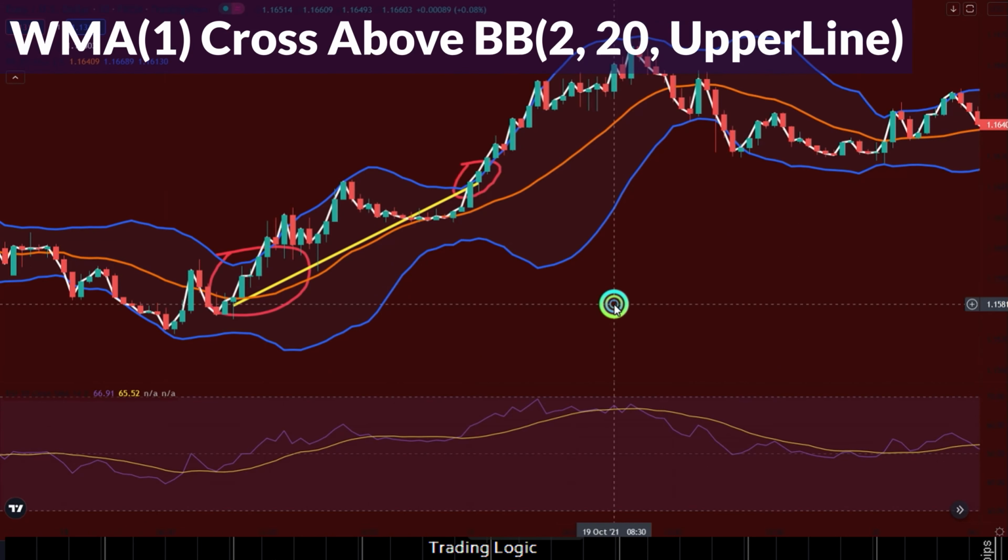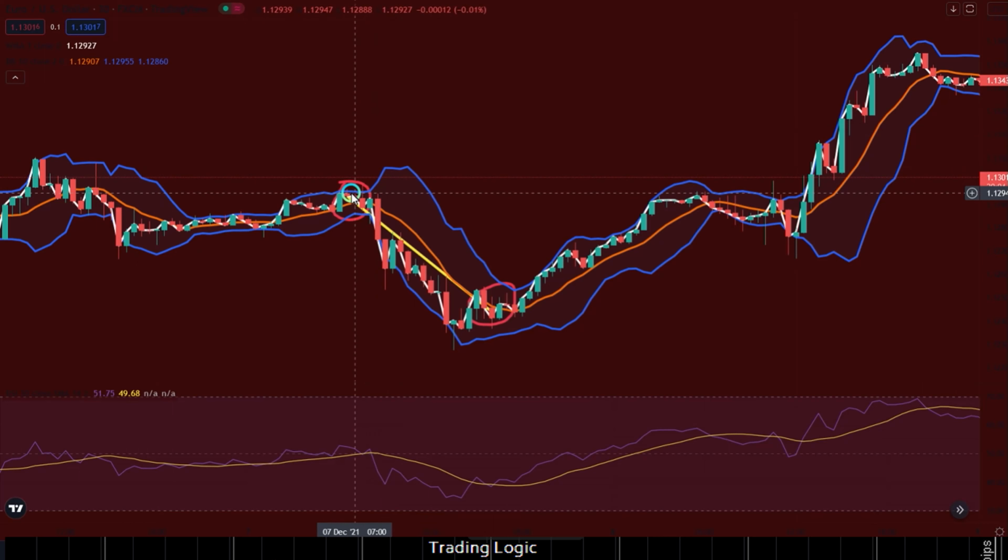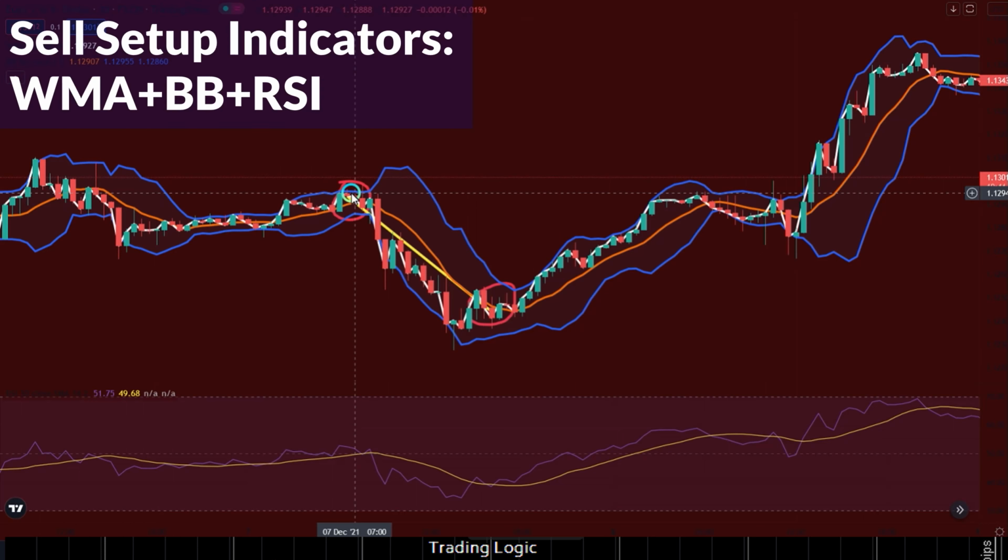I hope you understand it well, because now we will take a look at the sell trades. Now you already know the basics of the strategy, so I don't have to tell you all the details from the beginning. Let's just jump into it. As you see on the chart, we have the same indicators as we did with the buy trades. So weighted moving averages, the Bollinger Bands, and RSI.